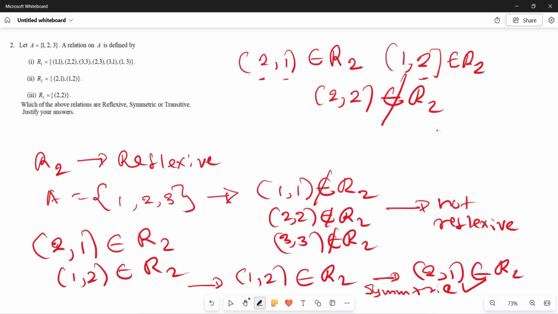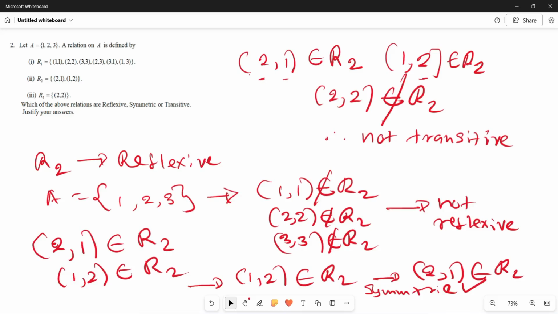(2, 2) is not available in R2, therefore this is not transitive. Is that clear? If (2, 1) is present, okay, the ending is 1, then (1, 2) is also present, but the starting is 2 and the ending is 2. (2, 2) should also be in R2, but it is not, therefore it is not transitive.